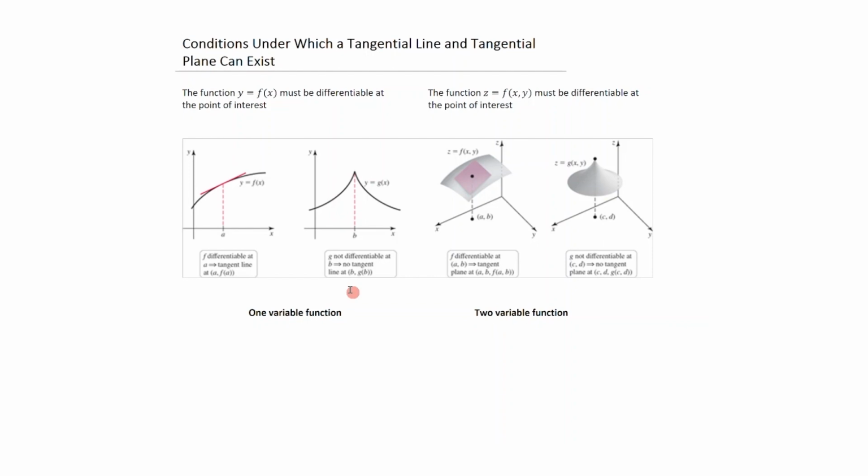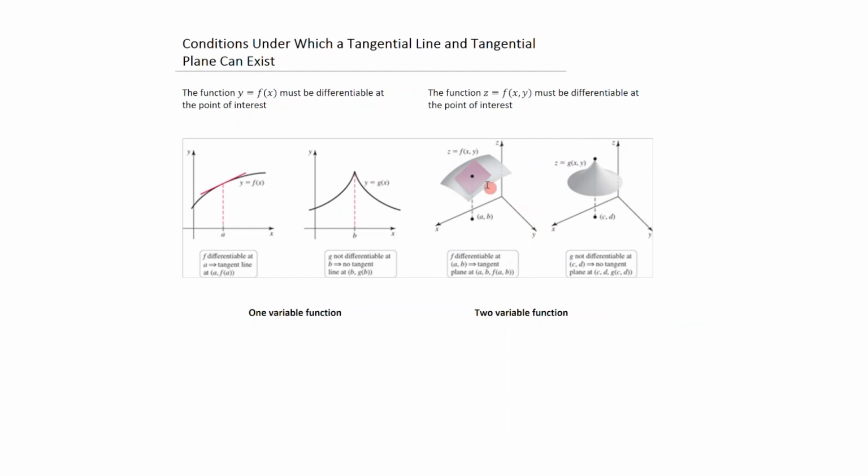Now let's expand the notion of tangent from 1D to 2D. So if we have a curve, it's basically we call a line. If we're dealing with a surface, it's a curved surface. If we're dealing with a tangential line for one variable, then we're talking about a tangential plane for two variables. And this can be extended to higher dimensions.